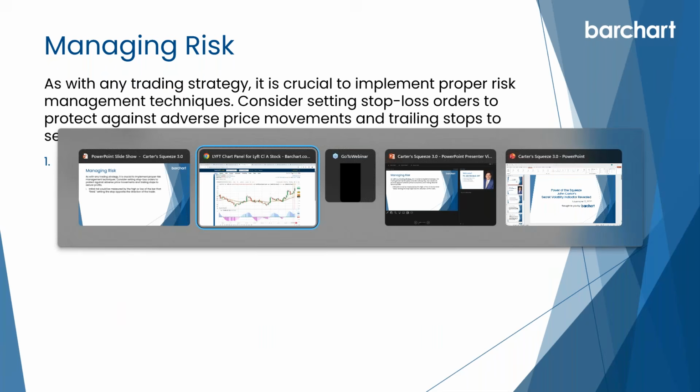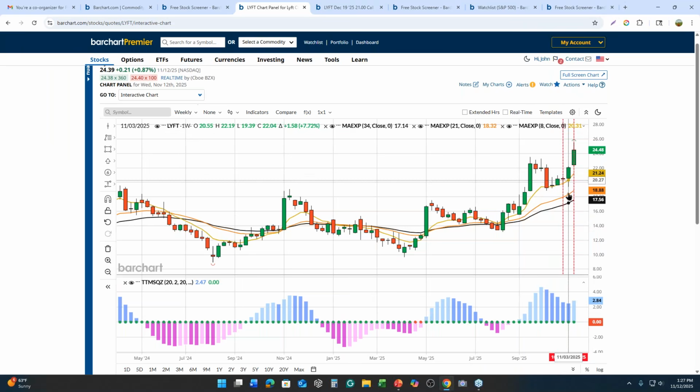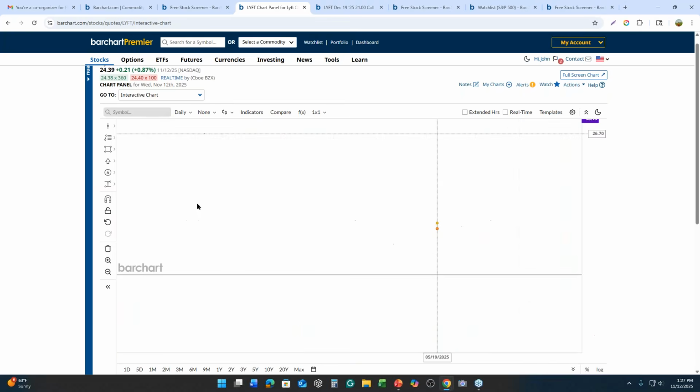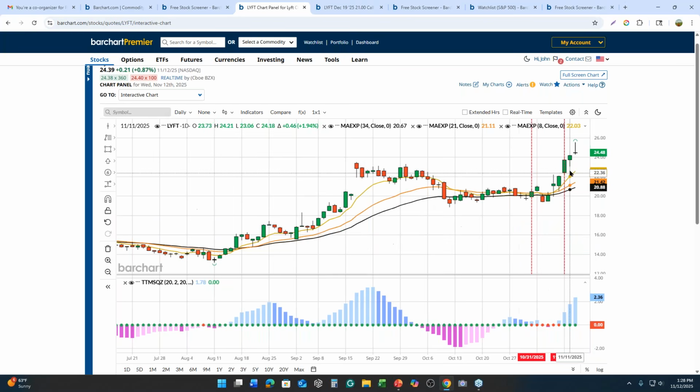Again, let's look at our lift example. So here is the firing, the candle that fires. So we could set a stop below the low of this candle. And that would tell us if price went below there, well, then maybe this firing is not working.